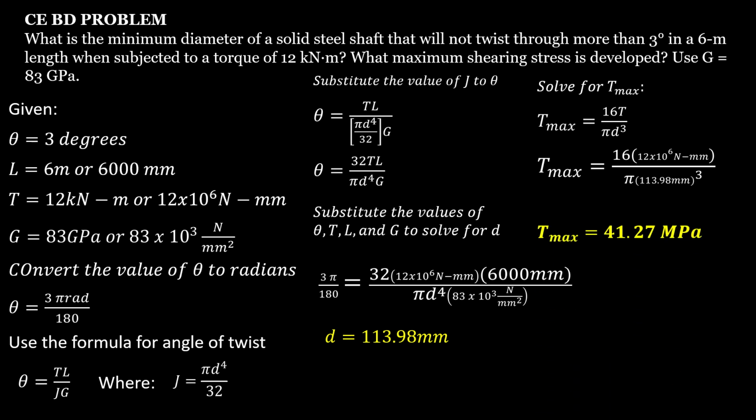Finally, the value of our shearing stress is equal to 41.27 megapascal. Now let us have a summary. Finally, for the summary of our answers, D is equal to 113.98 millimeters, while our shearing stress is equal to 41.27 megapascal.